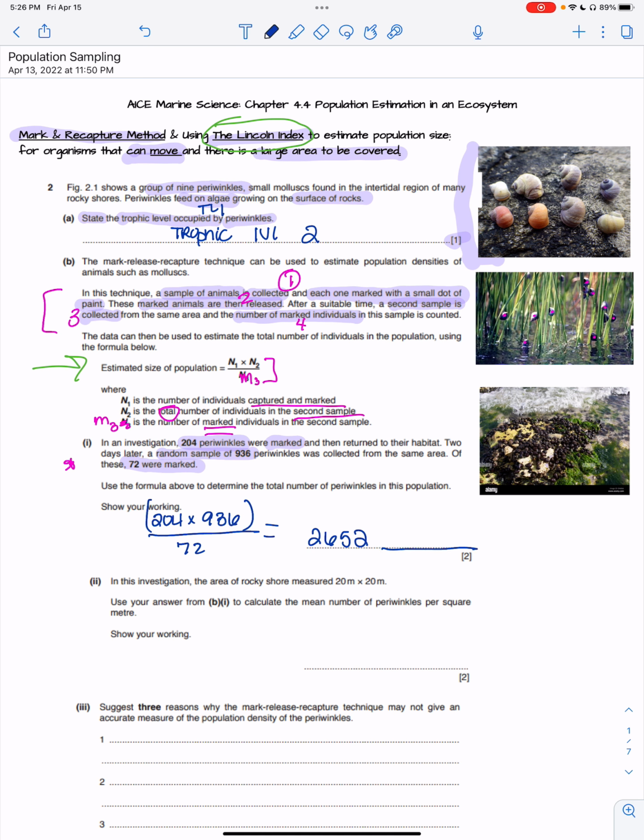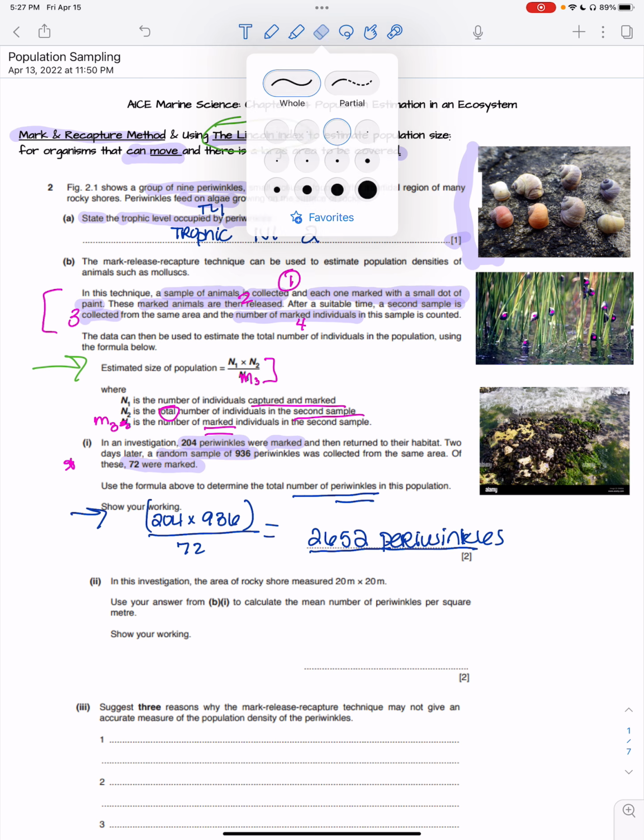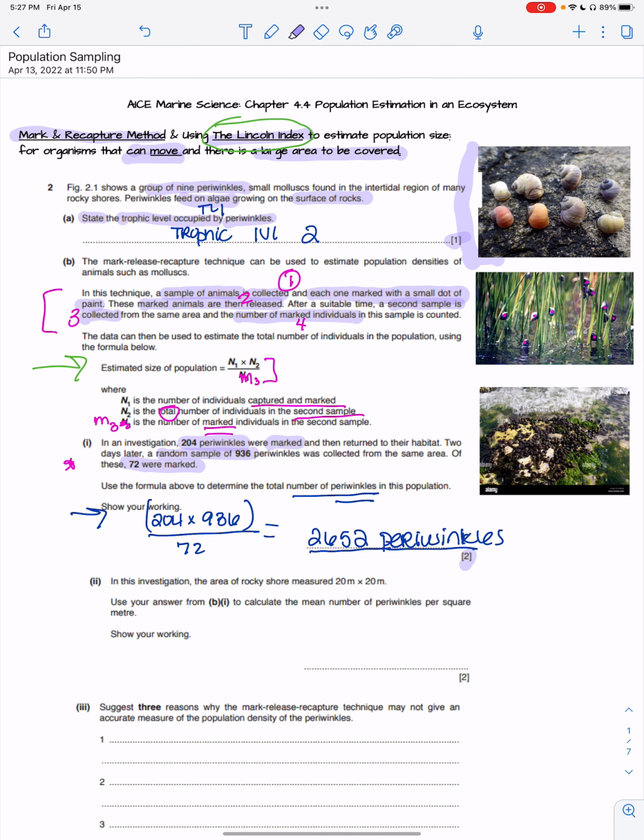So just what are they trying to find? They're looking for the number of periwinkles. So this is the number, 2,652 periwinkles. Remember, the units are always going to be given in the question. You just got to be able to find it and show your work. Even though you're like, oh, this is like multiplication and then division, definitely show your work, because if you do end up writing down the wrong number on accident, or perhaps you type it in your calculator wrong, you can at least get 1 mark back for having the correct answer. That's 2 marks.